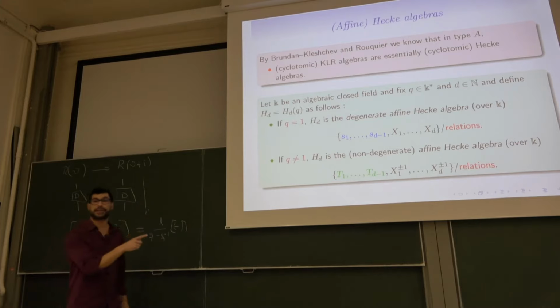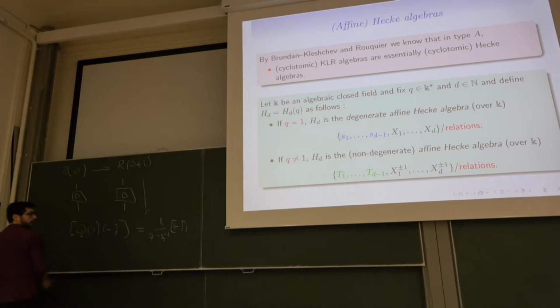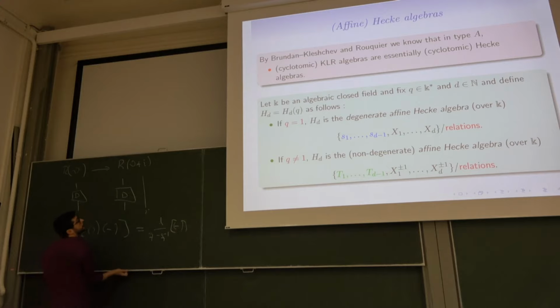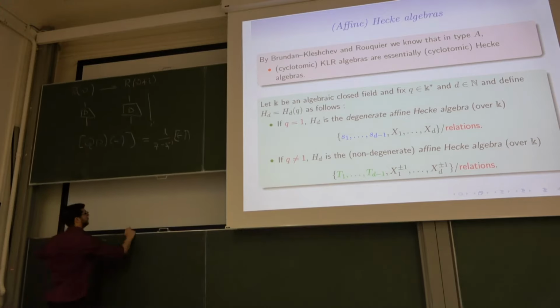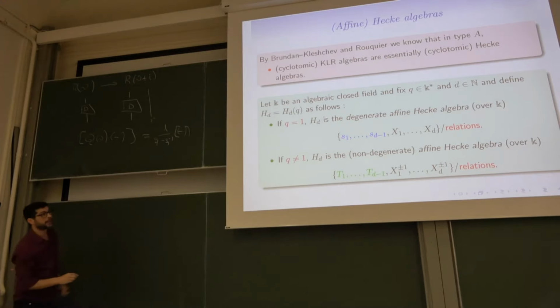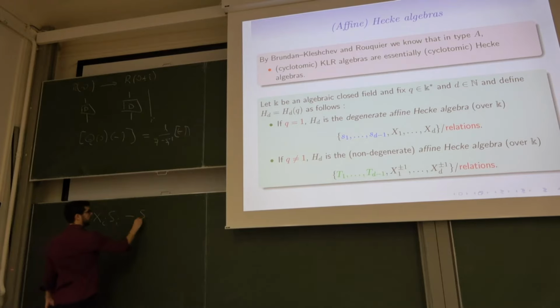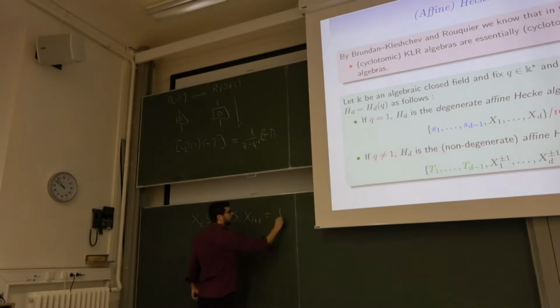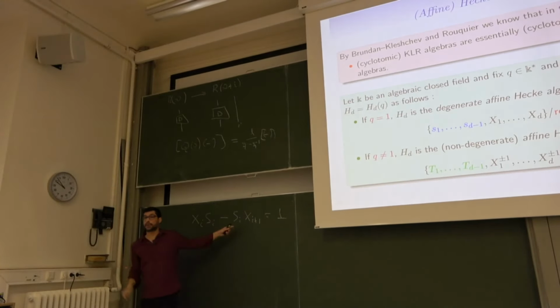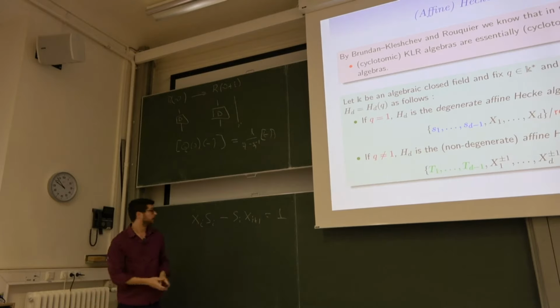We already saw relations yesterday in Rouquier's talk. One of the relations is that x_i s_i minus s_i x_{i+1} is the identity. So it's a lot like KLR algebras. But notice that there's no apparent grading here. The algebra is not graded.